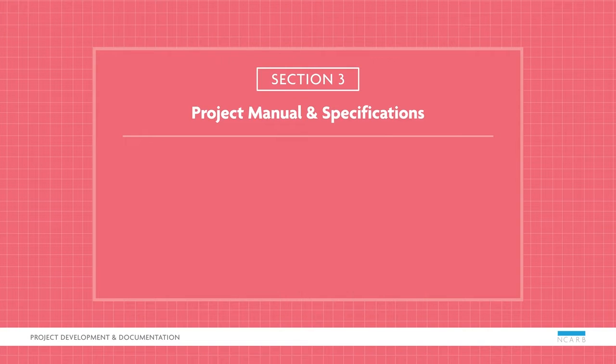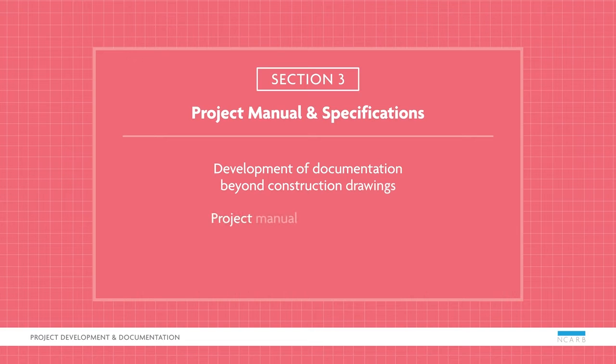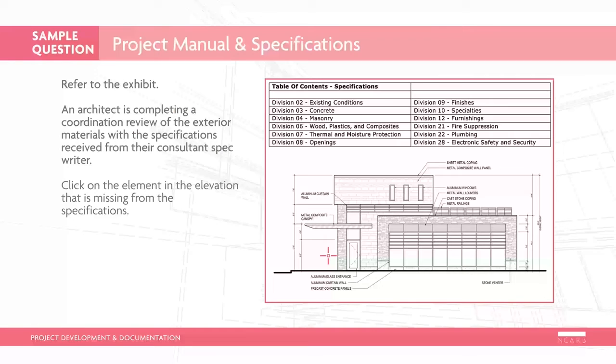In the project manual and specifications section, you'll focus on the development of documentation beyond construction drawings, the project manual, and specifications. Let's look at a sample question. Refer to the exhibit. An architect is completing a coordination review of the exterior materials with the specifications received from the consultant spec writer. Click on the element in the elevation below that is missing from the specifications.